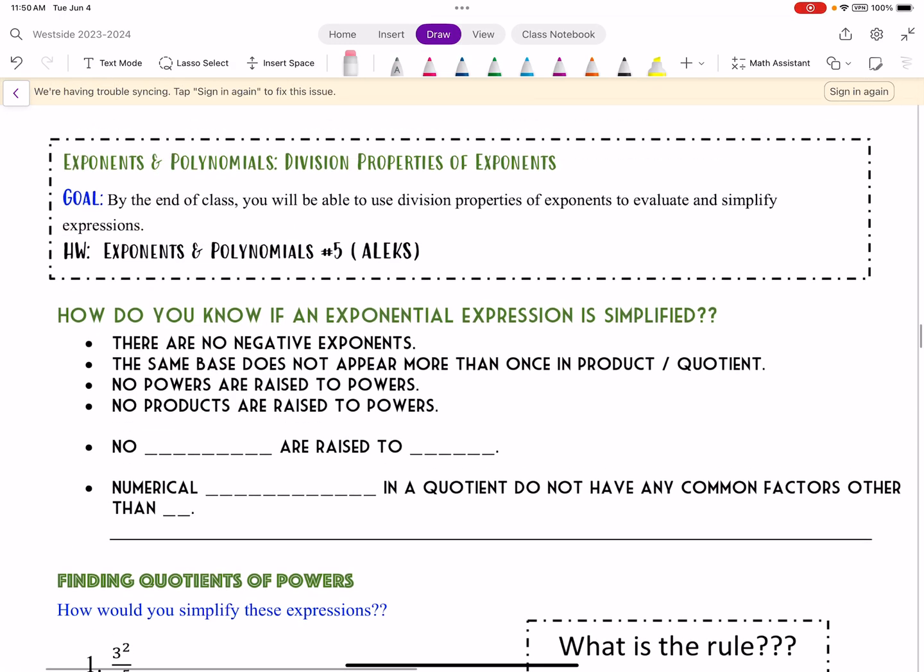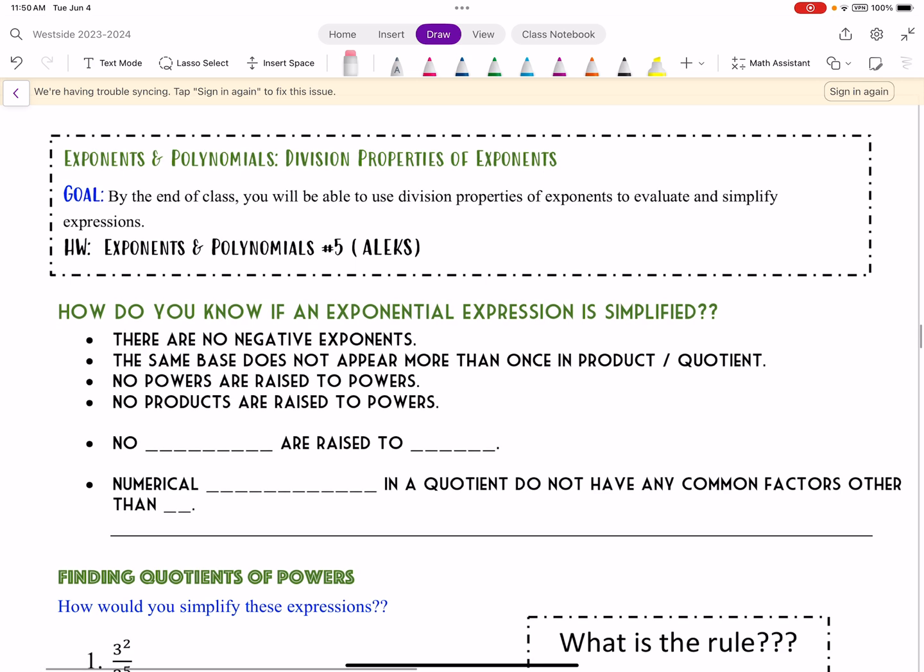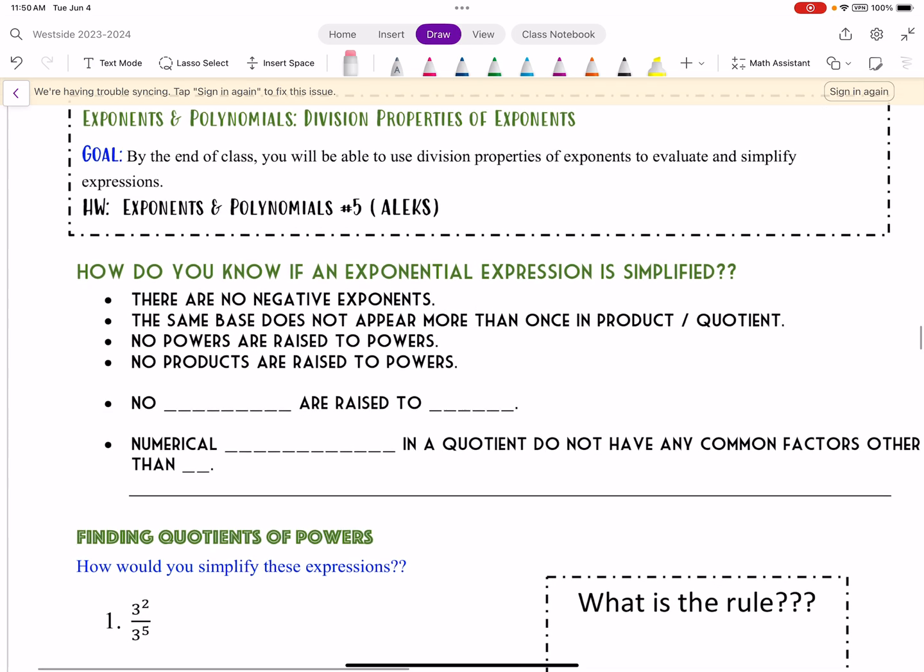All right, today we're going to go over exponents and polynomials using the division rule. Your homework is worksheet 5, and by the end of the class, you will be able to use the division properties of exponents to evaluate and simplify expressions.